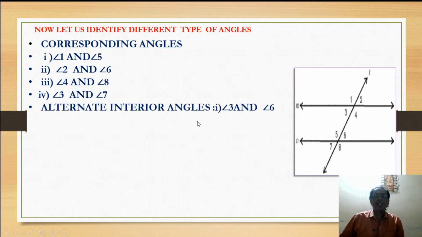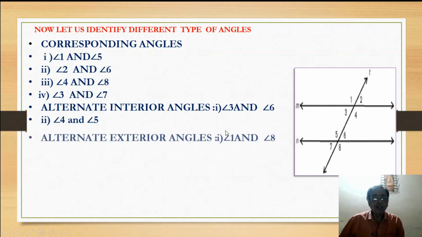Now alternate interior angles. The other type of angles are alternate interior angles. The first pair is angle 3 and angle 6, alternate interior angles. Altogether 3, 4, 5, 6 are interior angles, but here 3 and 6 are particularly alternate. So that's why we can say angle 3 and angle 6 are alternate interior angles. And the other pair, angle 4 and angle 5, are also alternate interior angles.